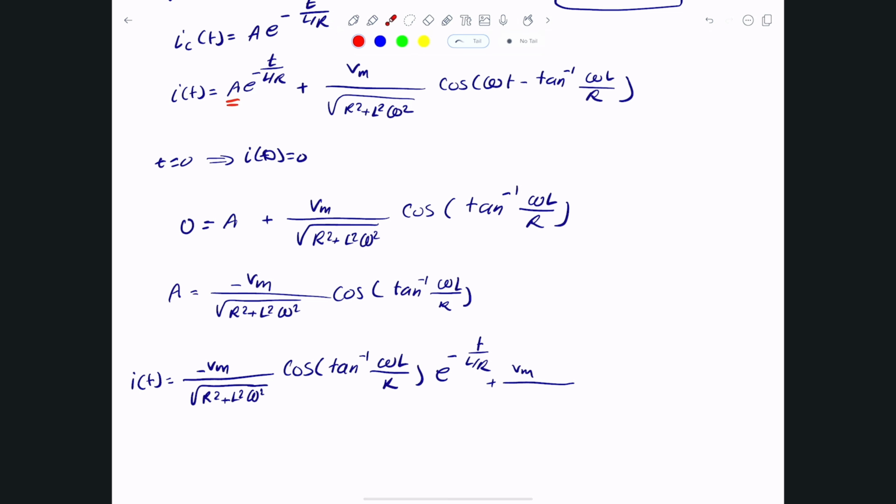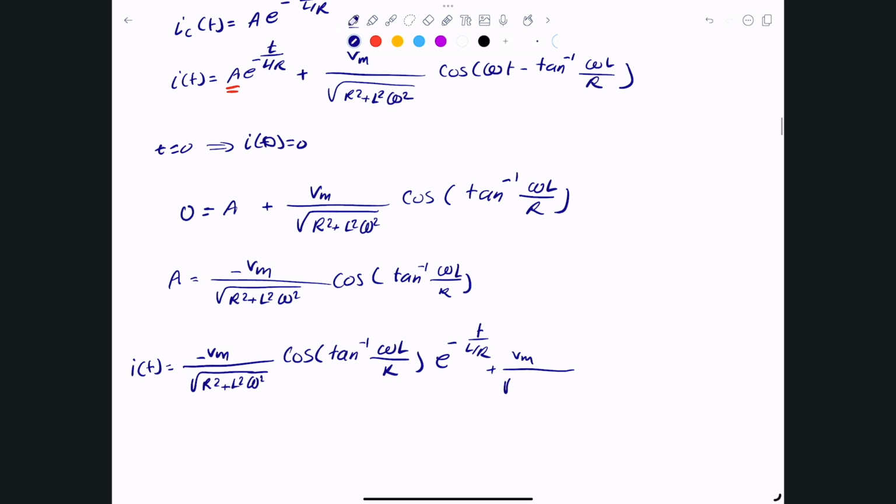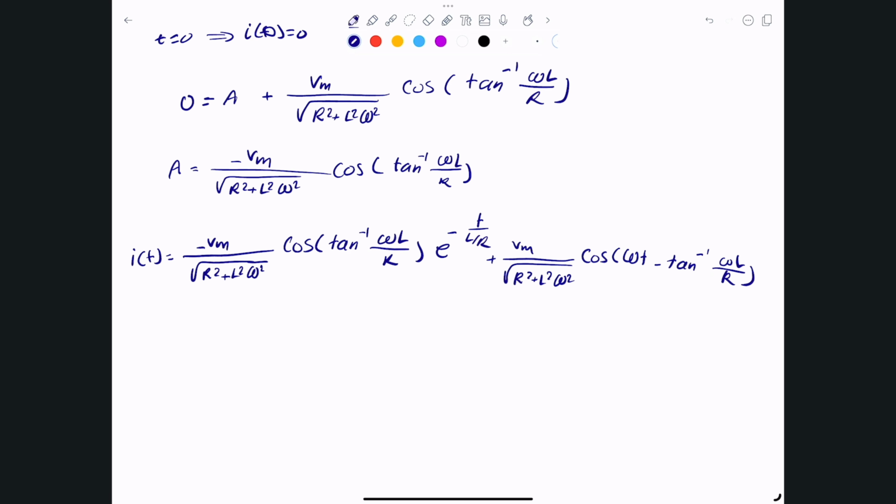So this part here that we wrote is what we call the complementary solution. It's the solution for the homogeneous equation where there's no forcing function, and t appears to the power of e, which dissipates, which tells me this is the transient response. Then divided by R squared plus L squared omega squared, cosine omega t, so t appears in the cosine in here, minus tangent inverse of omega L divided by R. And again, this here is the final solution, and it is two parts. The first part I'm referring to as a transient response, and the second one is the solution for the particular input where the forcing function is a cosine.